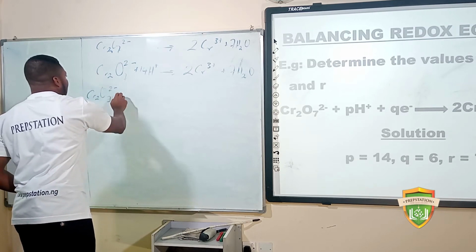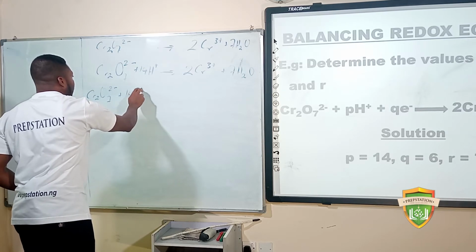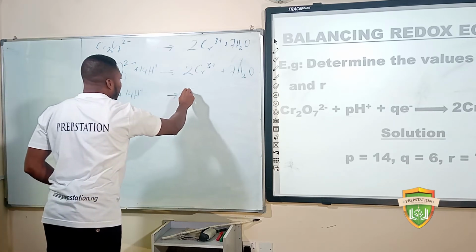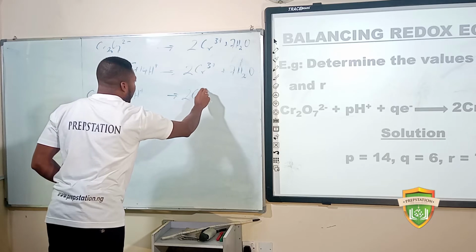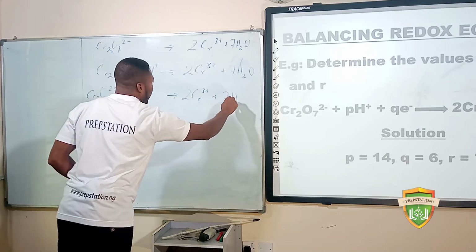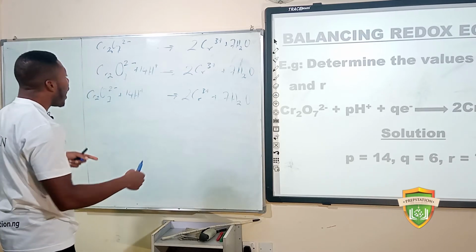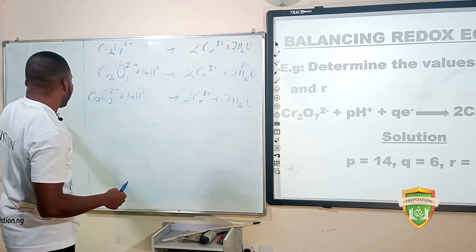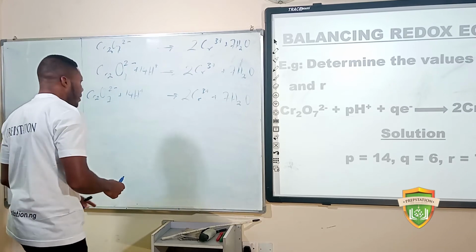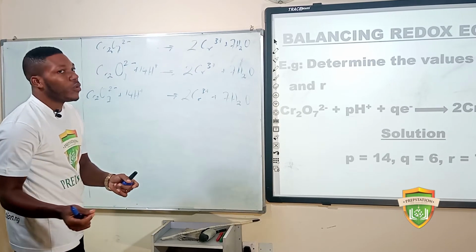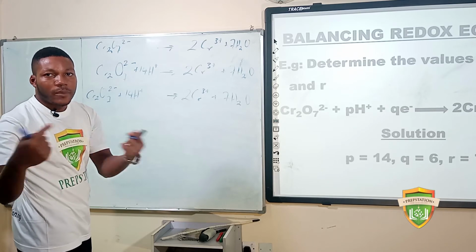Cr2O7 2- + 14H+ → 2Cr3+ + 7H2O. Okay, so what is the total number of charge in the reactant? So how do we get this? I've taught us before how to calculate the oxidation number of a compound.